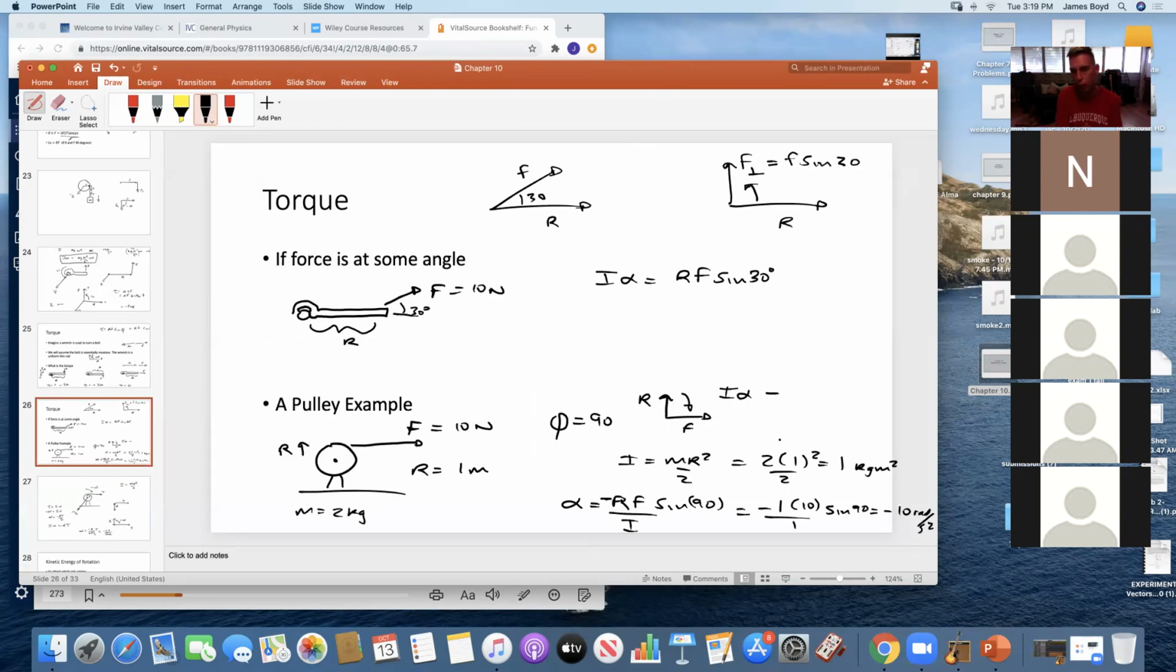You can follow this example if you want. I solved it here. If M was 2 kilograms and R was 1, mr squared over 2 would be 2 times 1 squared over 2, which is 1 kilogram meter squared. And the force, if it was 10 newtons, that's the tension. So I get that alpha is negative RF sine of 90, R and F are 90 degrees off, over I. R is 1 meter, so negative 1 times 10 newtons over 1 times sine of 90 is negative 10 rads per second squared.